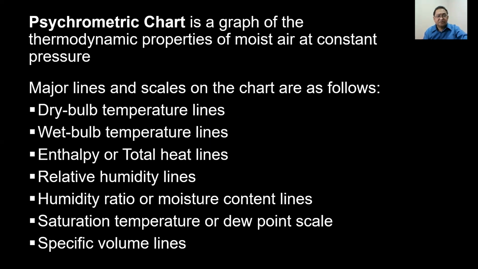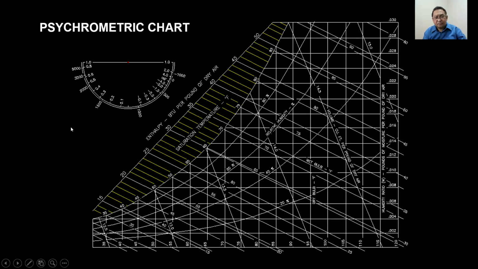And we have your specific volume lines shown here, these lines. We have 13.5 cubic feet per pound of dry air. This one is 13.0. This one is 14. This one is 14.5, this line here.